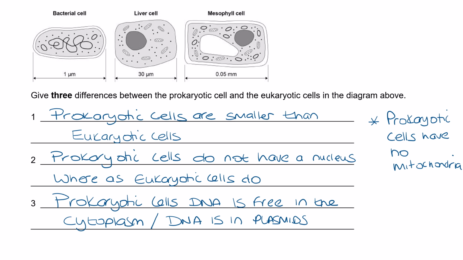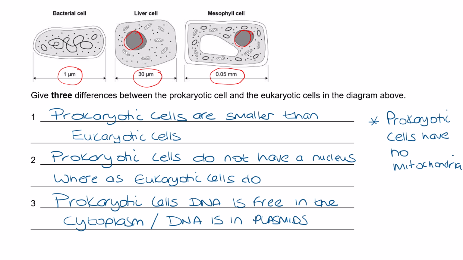Firstly, prokaryotic cells are much smaller, and you can tell this from the diagram. If you look at the bottom of all the images, you can see that the bacterial cell and the liver cell are in micrometers. But then if you look at the mesophyll, it's in millimeters. Millimeters is a bigger unit than a micro unit, and so they've just really put that in there to test you. Secondly, prokaryotic cells don't have a nucleus, whereas eukaryotic cells do. You can see the nucleus clearly in the two eukaryotic cells.